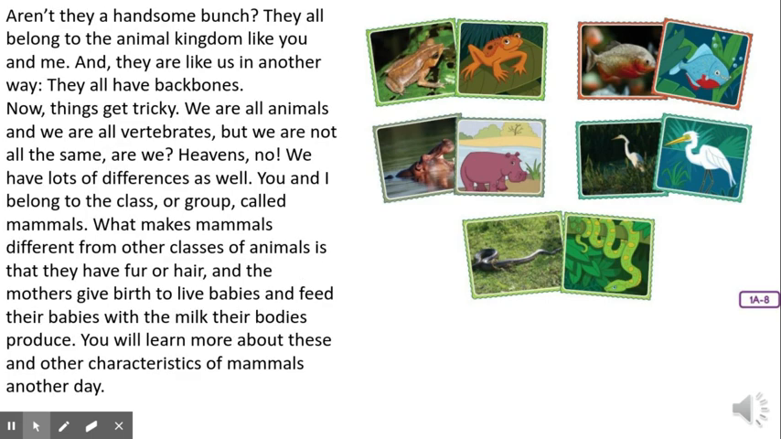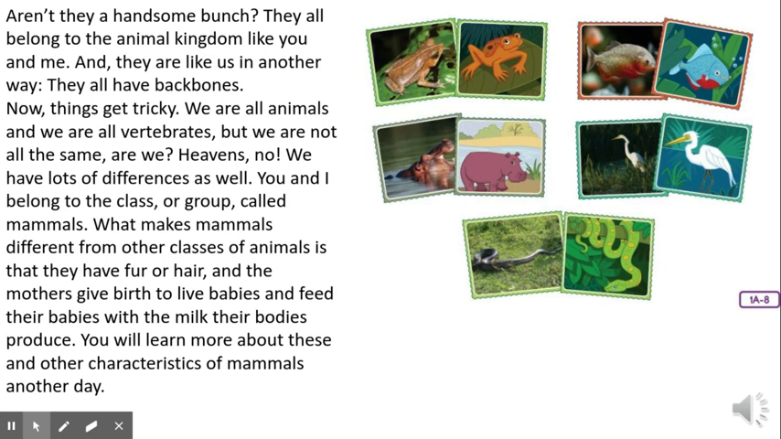Aren't they a handsome bunch? They all belong to the animal kingdom, like you and me. And they are like us in another way. They all have backbones. Now things get tricky. We are all animals and we are all vertebrates, but we are not all the same, are we? Heavens, no. We have lots of differences as well.